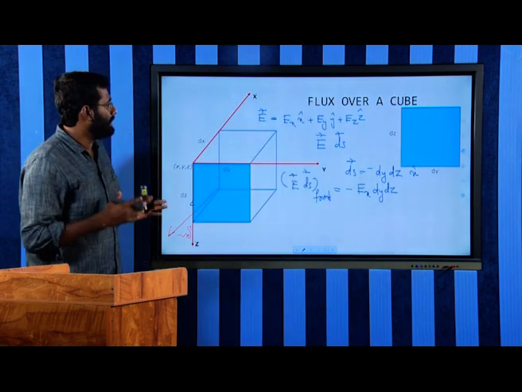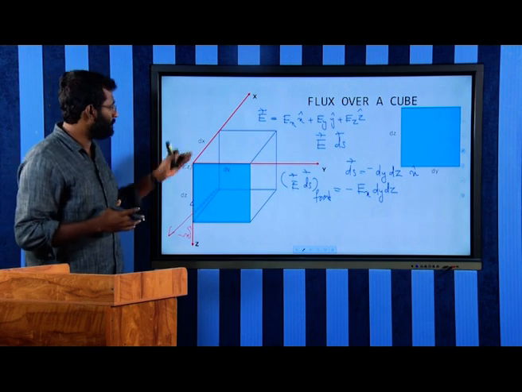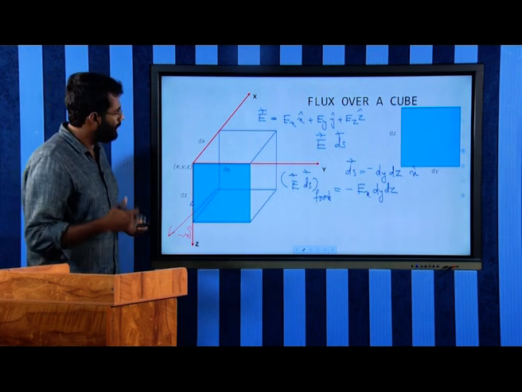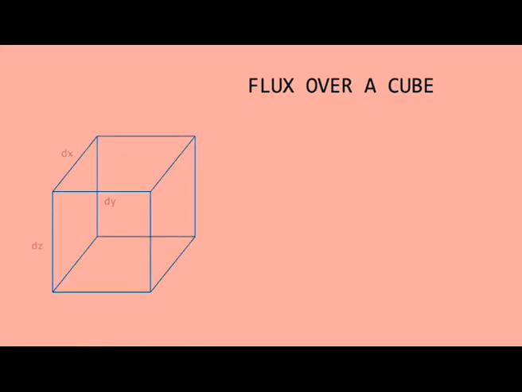So, we got the value, the flux for the front surface only. Now, we have to calculate for the other 6 surfaces also. Let us consider the next surface, that is again the same, we have the cube and the coordinate system, and now considering the back surface.